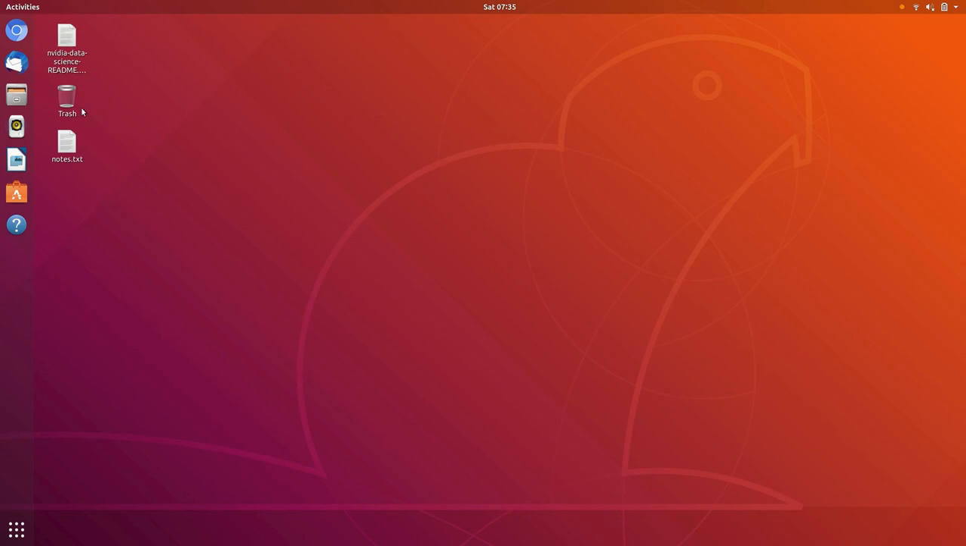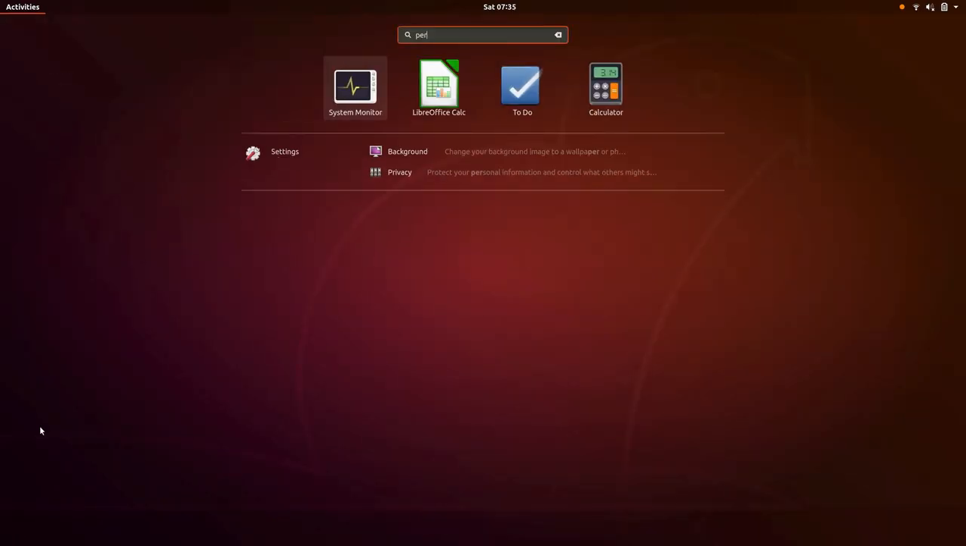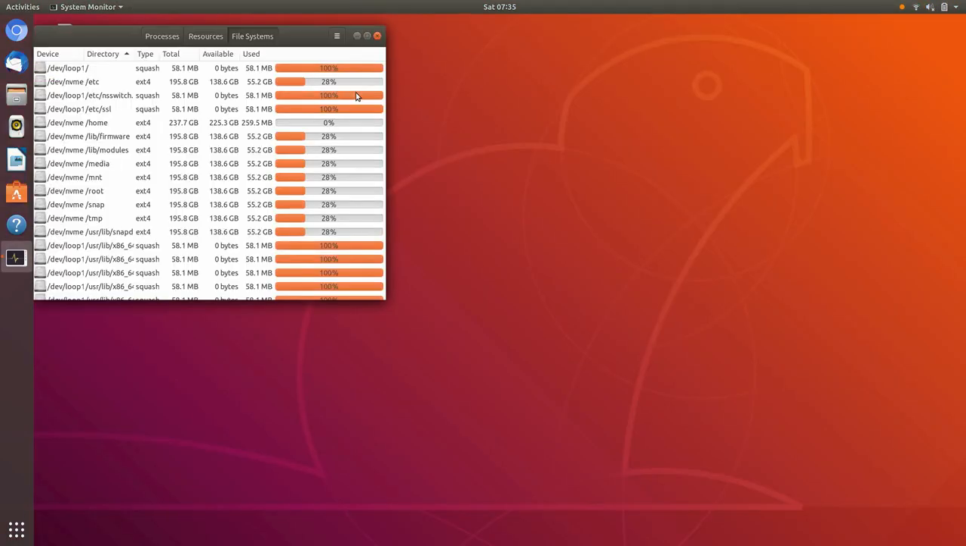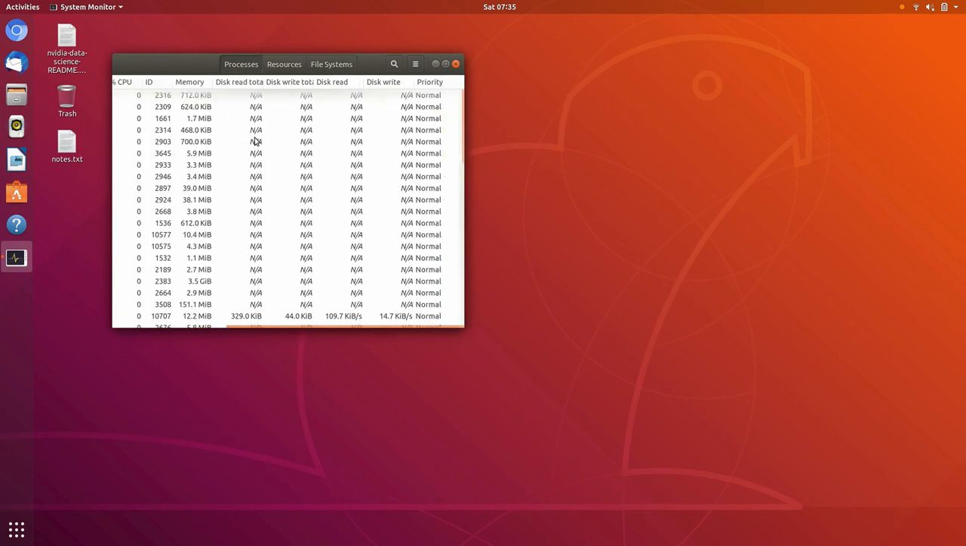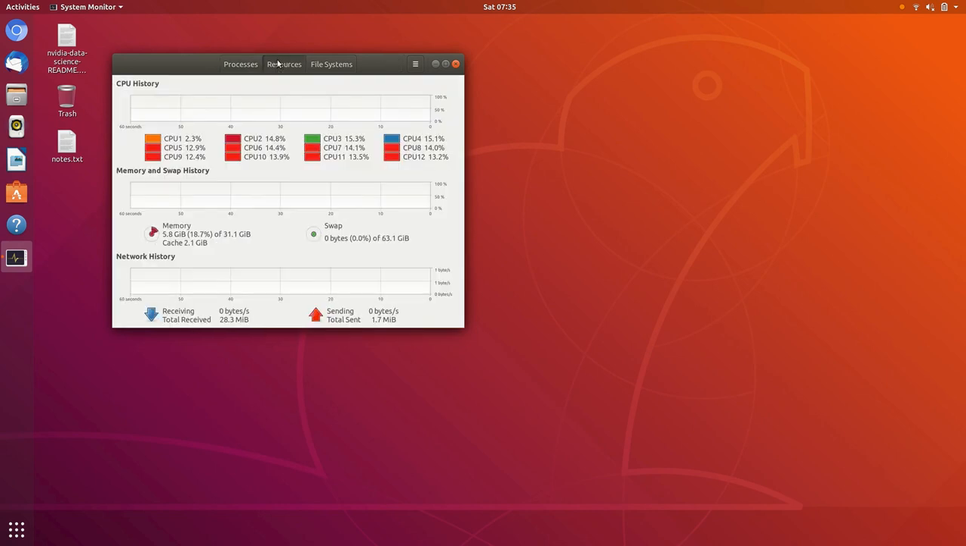Let's take a look just at the overall specs of the computer. System monitor, or top, are always good ways to do this. We'll look at system monitor. You can see here it's showing the file systems. That's not as interesting, but it's the way that it's set up. Processes that are running, usually lots of those. Resources. Here you can see all the CPUs. And by the way, these colors don't particularly mean anything in Ubuntu. They're labels so that you can tell which processor is which up there.